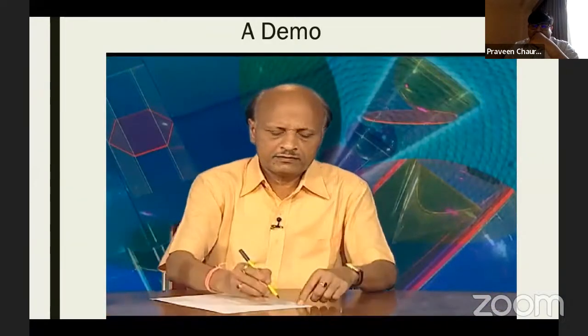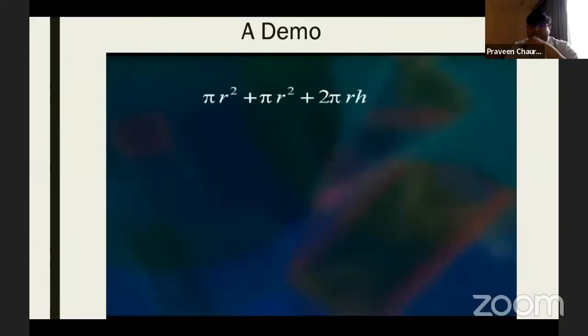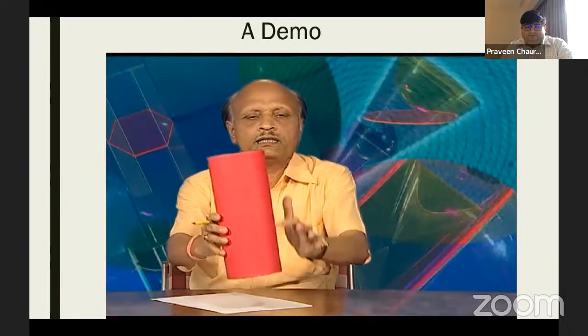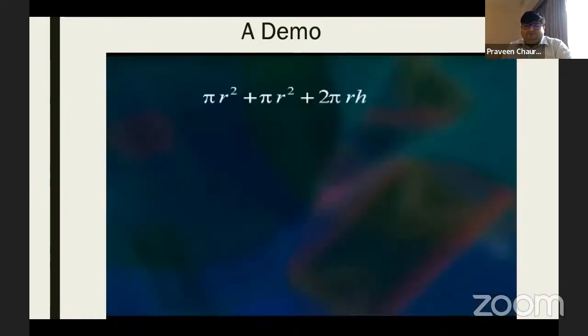So what is the total surface area? You can write the total surface area as pi r square plus pi r square plus 2 pi r h, where h is the height of this cylinder. So this is your object, and this is the height of the cylinder, h we are taking. And by mathematical manipulation, you can write it as 2 pi r square plus 2 pi r h, and this is nothing but 2 pi r times h plus r, in some suitable units.